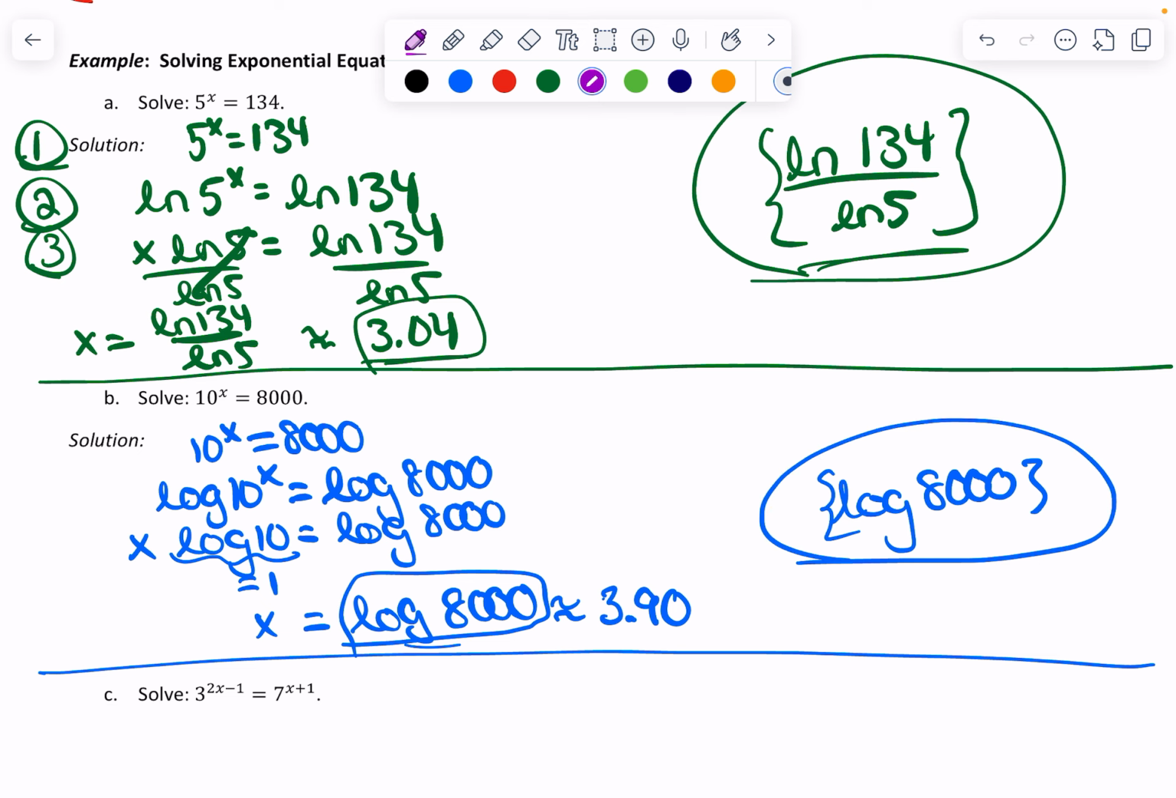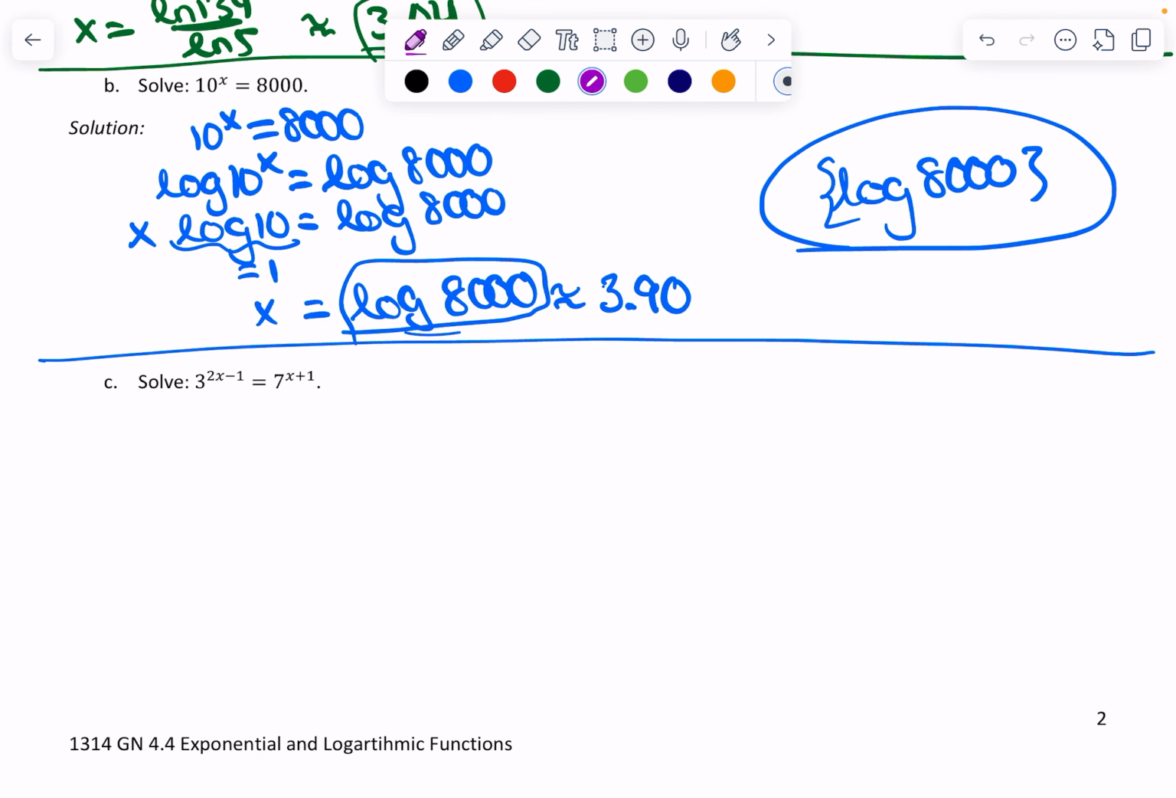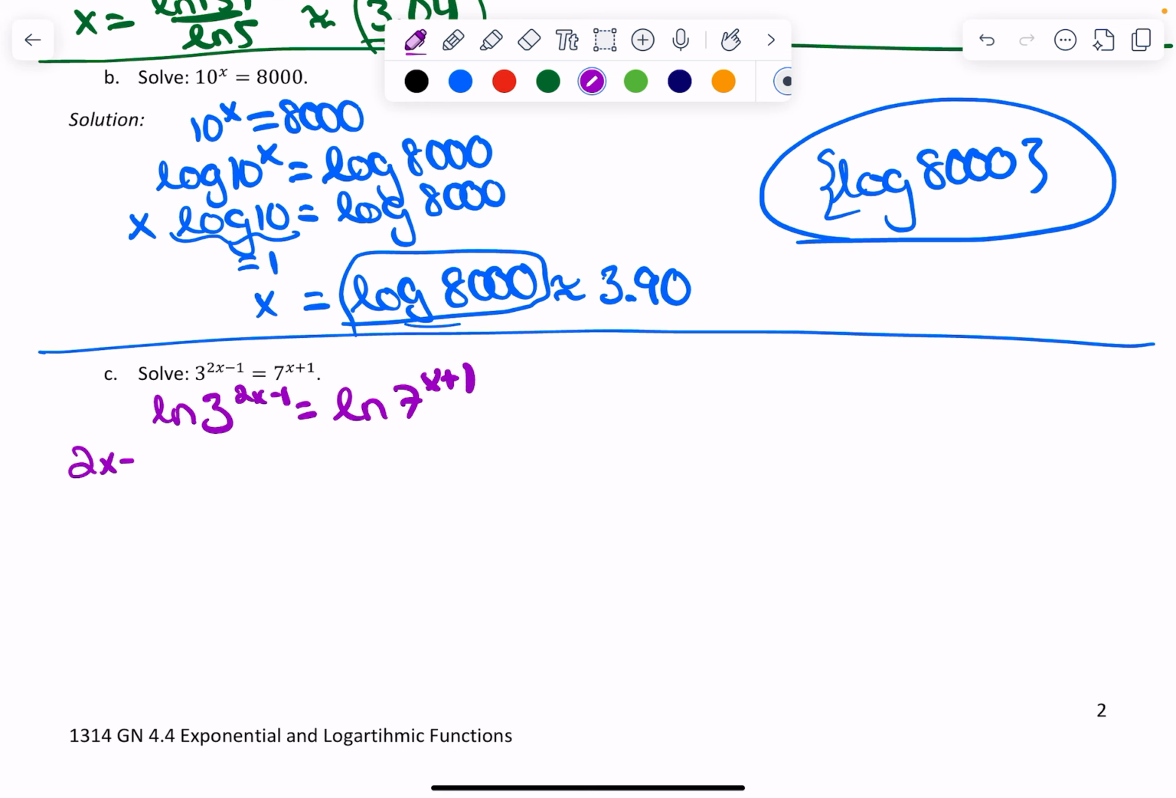Okay, let's look at this next one. So we have 3 to the power of 2x minus 1 equals 7 to the power of x plus 1. Our bases are 3 and 7. So what we're going to do is take the natural log of both sides. We are bringing the exponent to the front. So 2x minus 1 natural log of 3 equals x plus 1 natural log of 7.